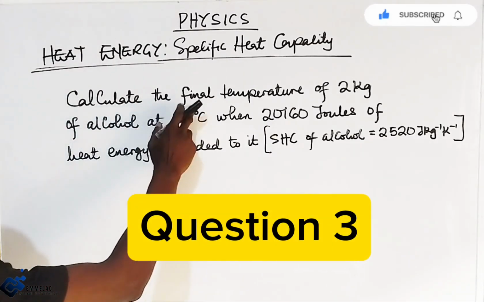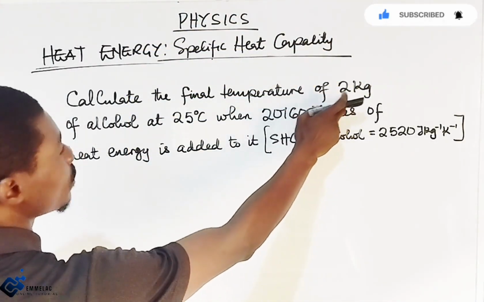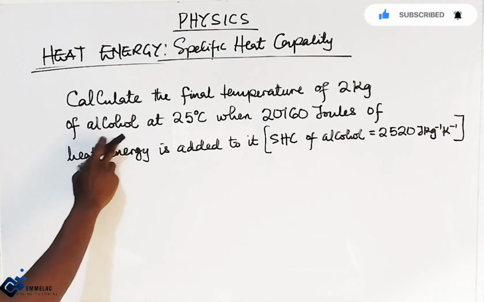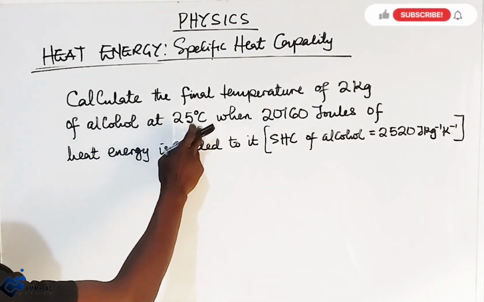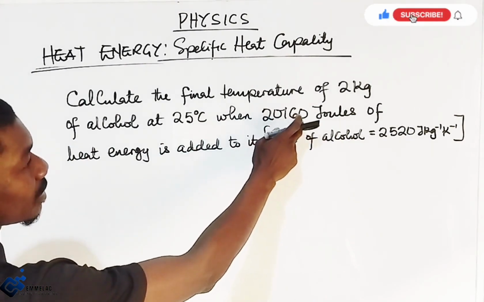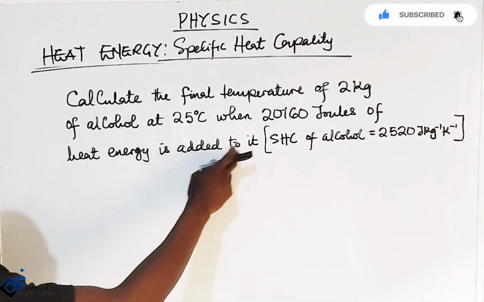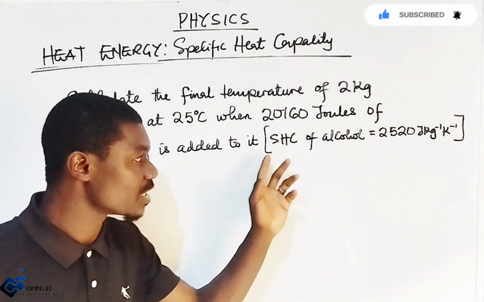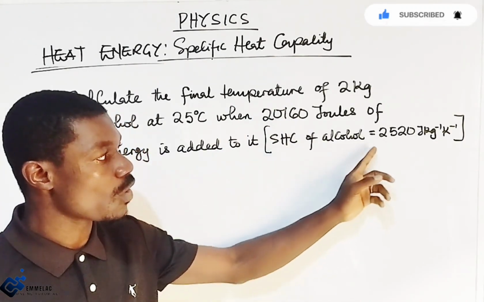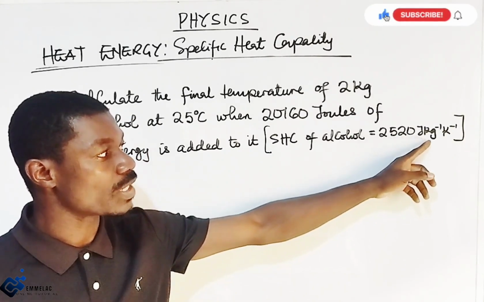Calculate the final temperature of 2 kilograms of alcohol at 25 degrees Celsius when 20160 joules of heat energy is added to it, and we are given that the specific heat capacity of alcohol is 2520 joules per kilogram per Kelvin.